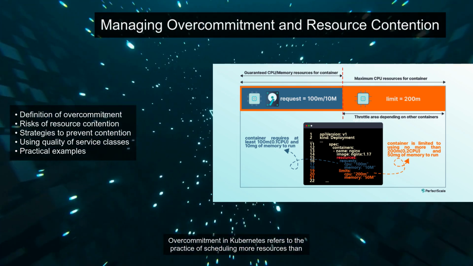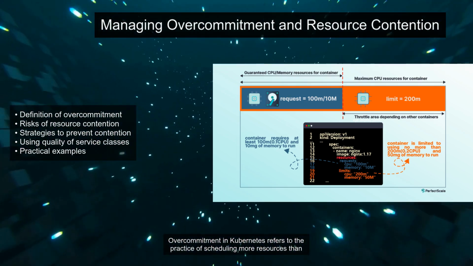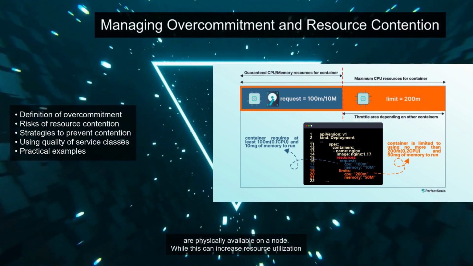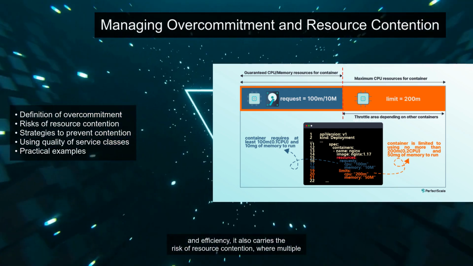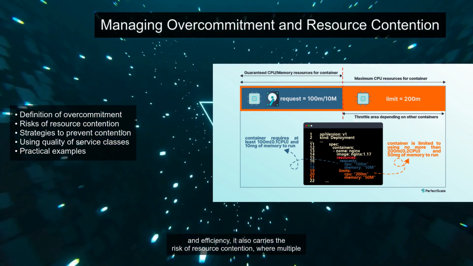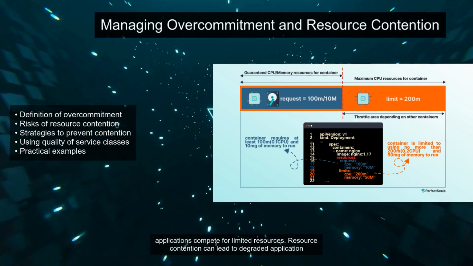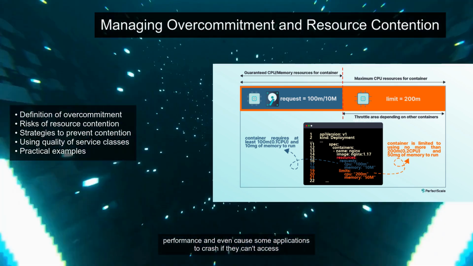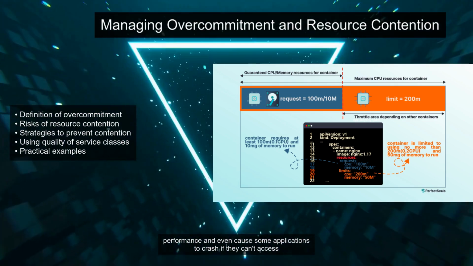Overcommitment in Kubernetes refers to the practice of scheduling more resources than are physically available on a node. While this can increase resource utilization and efficiency, it also carries the risk of resource contention, where multiple applications compete for limited resources. Resource contention can lead to degraded application performance and even cause some applications to crash if they can't access the resources they need.